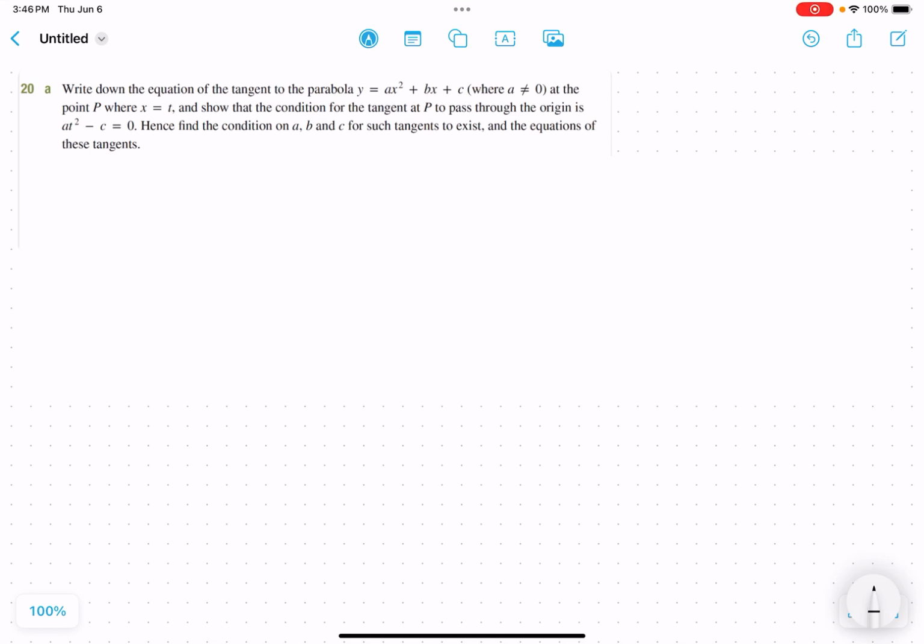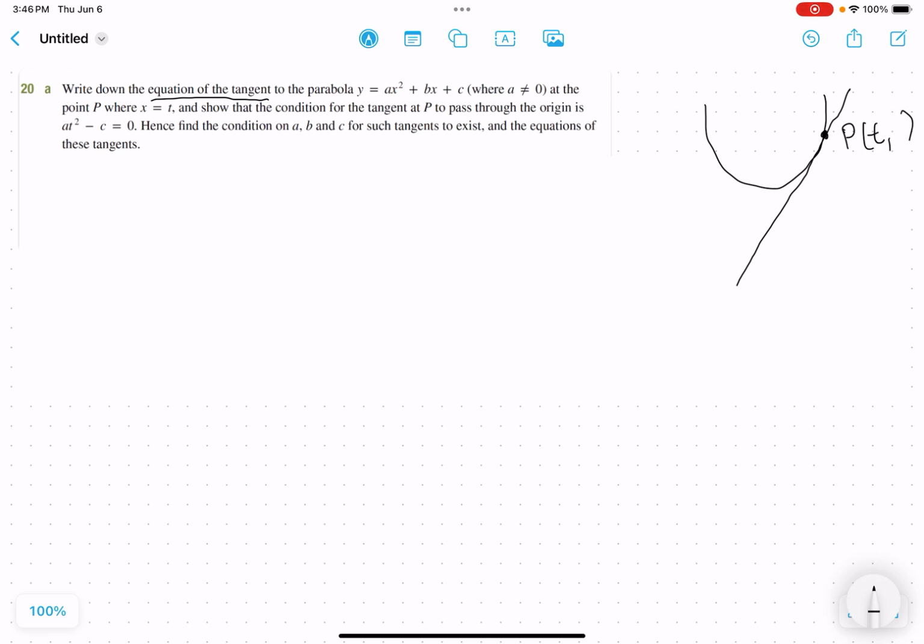All right, so we've got to write down the equation of the tangent to this parabola. We've got some sort of parabola, and we've got some equations of tangent. Let's say here's a tangent, a very straight tangent at the point P, where x is t.